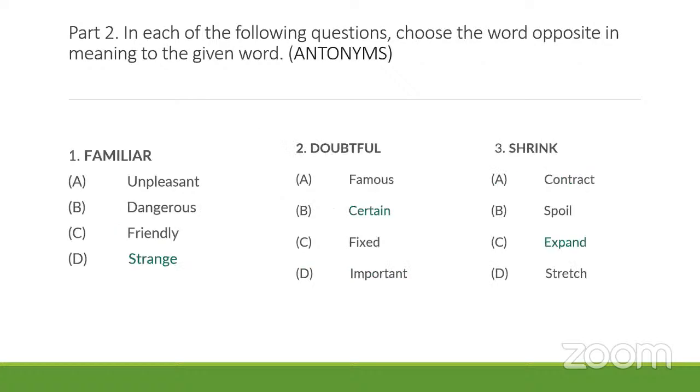Now, going down, next is where you go for the word which means the opposite of the word given. There are three words already given. One is familiar, which obviously the opposite of is strange. Next is doubtful. Then you know the opposite of doubtful is certain. And if something is shrinking, that means the word is shrink, so the opposite is to expand. And that's how you find words which are opposite to the words which are given.